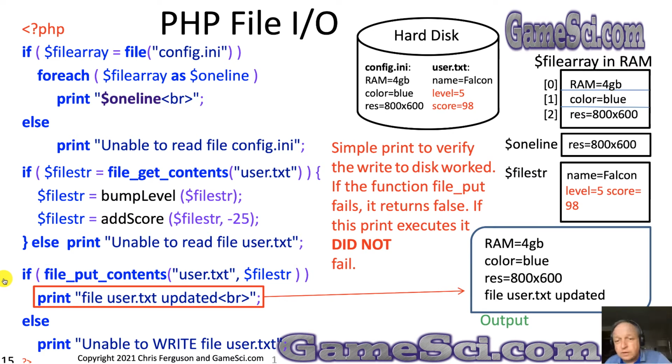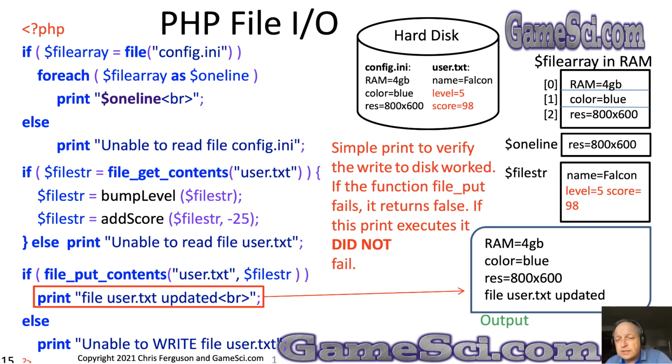If the command worked, and in this case, let's say it does, I'll just print a message out to the screen to notify the user that the update worked. This is a simple print to verify the write to disk worked. If the function file_put_contents failed, it would return false.